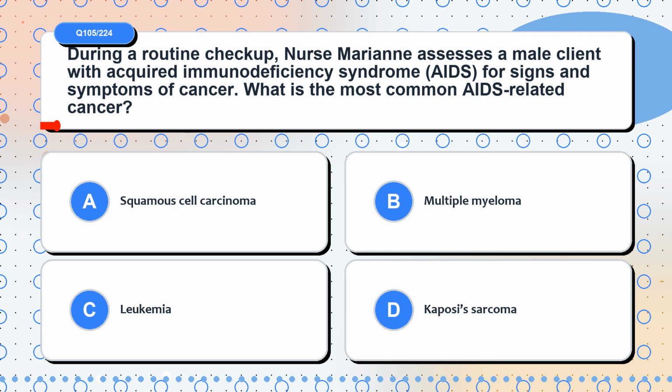Question 105. During a routine checkup, Nurse Marion assesses a male client with acquired immunodeficiency syndrome, AIDS, for signs and symptoms of cancer. What is the most common AIDS-related cancer? Here are the options. Option A, squamous cell carcinoma. Option B, multiple myeloma. Option C, leukemia. Option D, Kaposi's sarcoma.